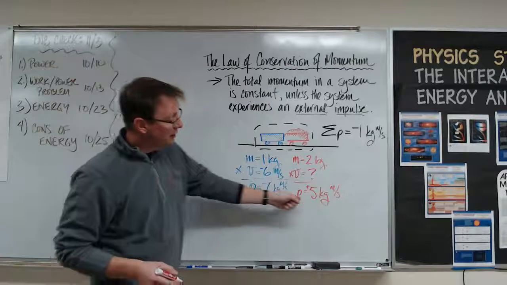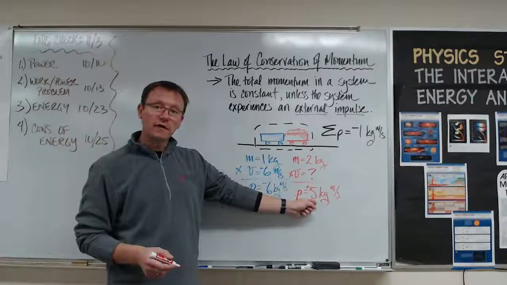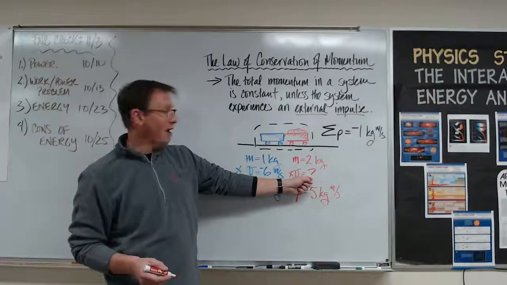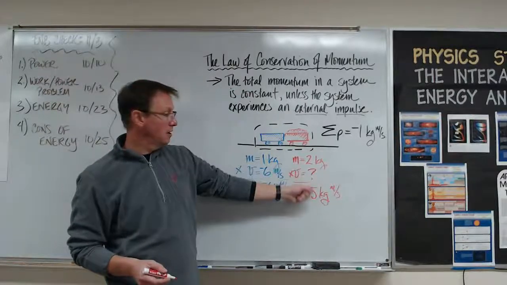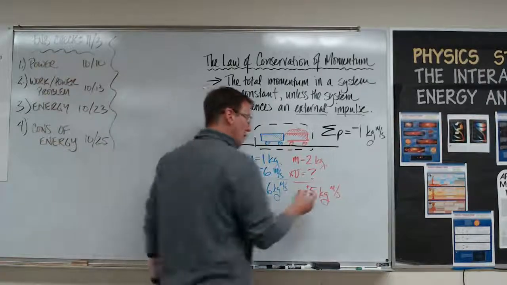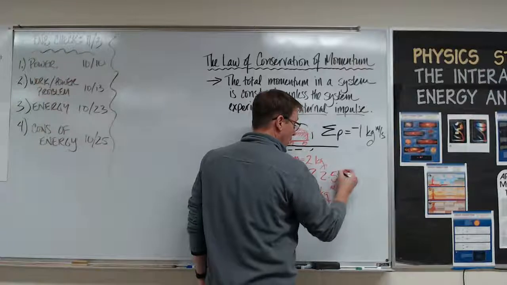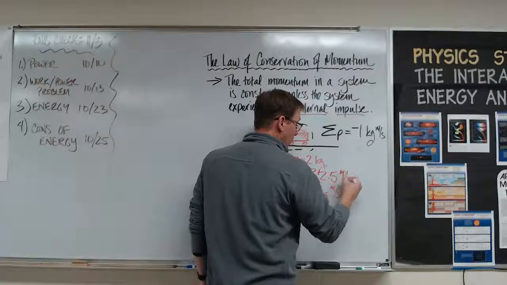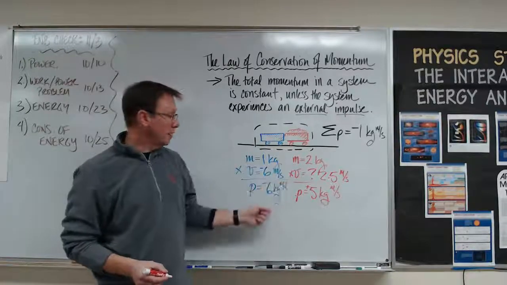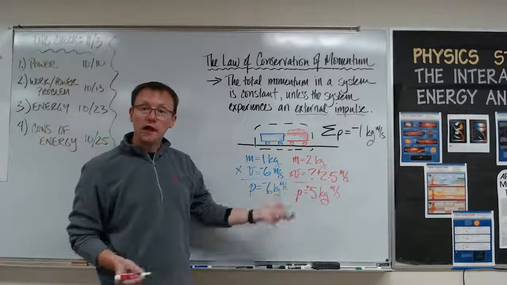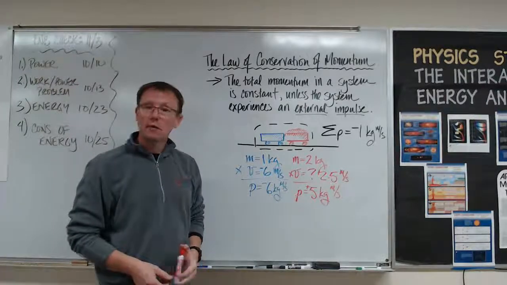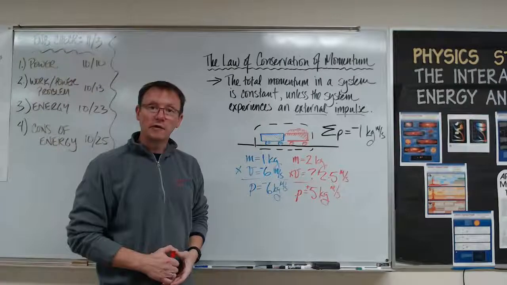But if I want to get +5 kilogram meters per second momentum here, what velocity do I have to multiply by 2 to get the 5? And I hope you can see that the answer there should be 2.5, and that's a positive meters per second. And so by using the law of conservation of momentum, I can figure out what the velocities are at the end of our collision. And we'll be doing that in some experiments as the week goes on.